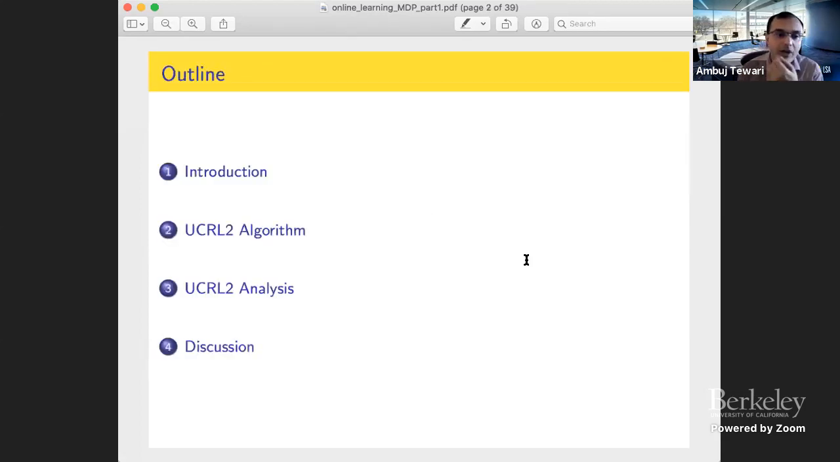So the outline is very simple. I'll sort of situate the UCRL2 algorithm, which is the main algorithm I'll focus on today. It is historically important. It started off a whole series of papers analyzing regret in online MDPs. So I'll focus on just one algorithm, give you pointers to other algorithms. I will go a little bit deeper into the analysis, like what is the main technique used to show the regret bound, and then end with some high-level discussion.